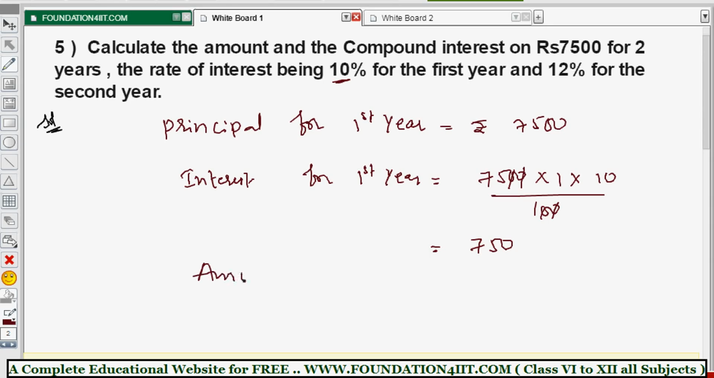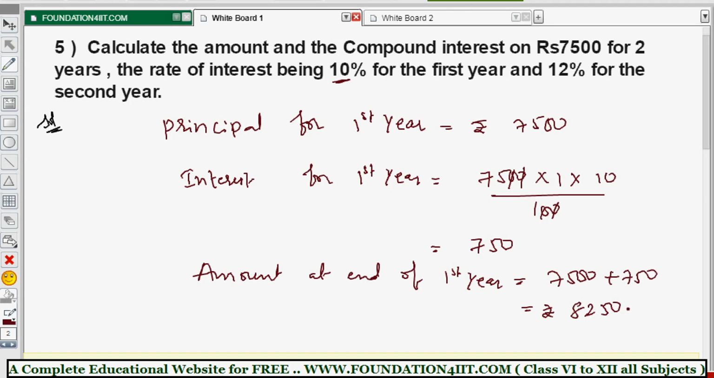Now the amount at the end of the first year. Therefore, the amount at the end of the first year, there is a principal of 7,500 plus 750 interest. Now this total amount at the end of the first year is 8,250 if you add both. Okay, now the rate of interest is changed for second year, that is 12%.